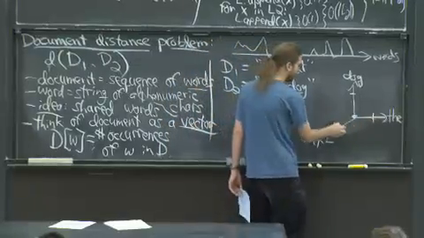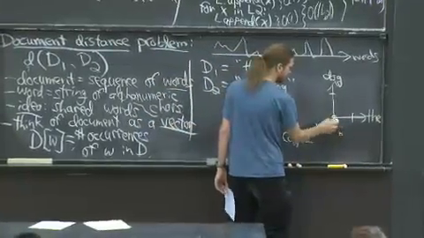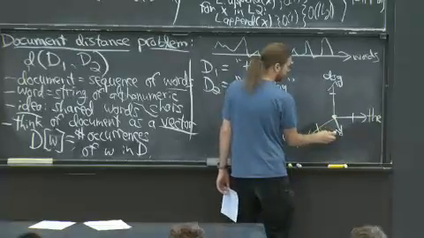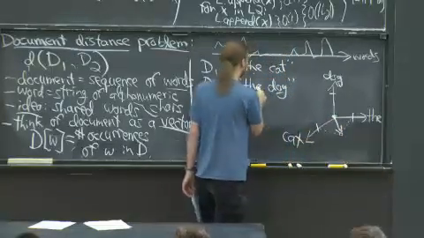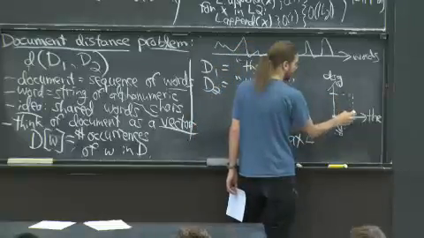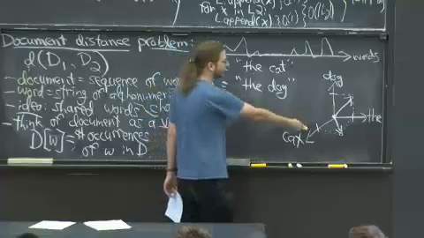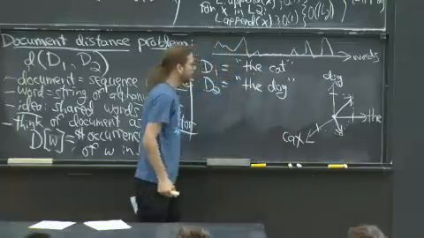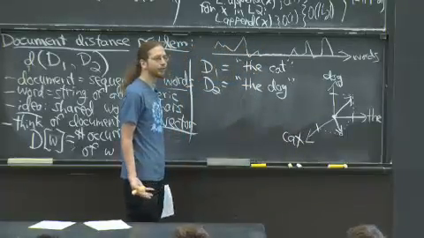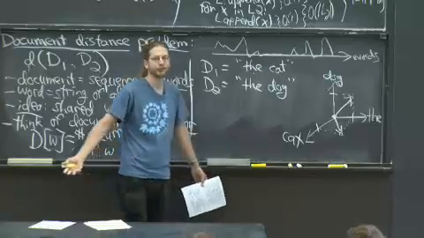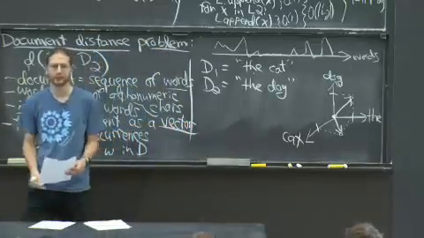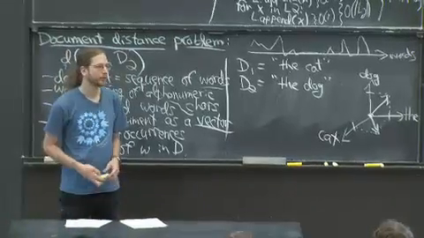The cat document has one the, one cat and no dog, so it's a vector pointing there. The dog document is a vector pointing there. So these are two vectors. How do I measure how different two vectors are? Any suggestions from vector calculus?